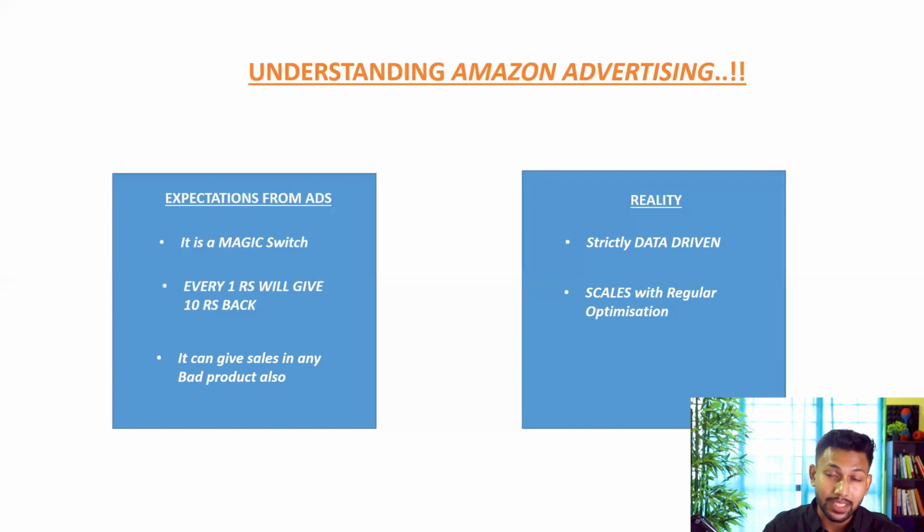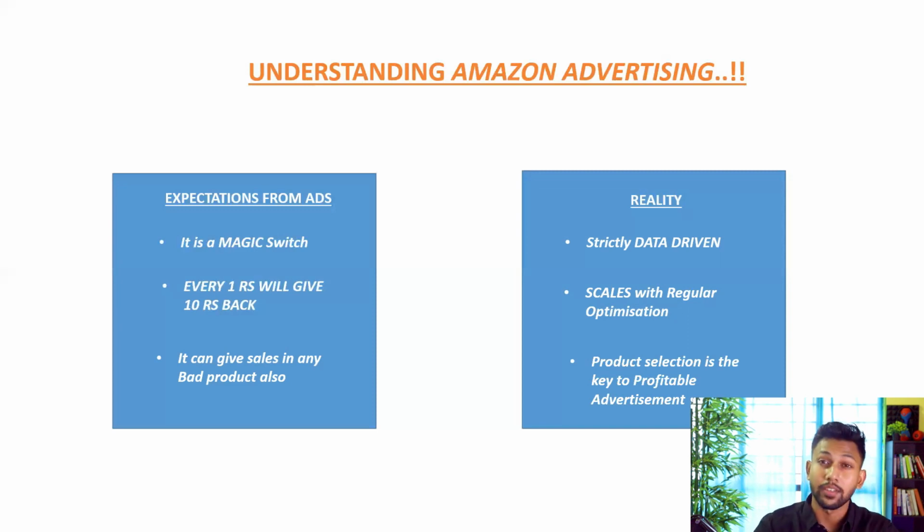So you have to look at the optimization on a 7-day basis, 14-day basis, 30-day basis, or 60-day basis. There are certain reports that you have to get to in 7 days, certain ones in 14 days. I have given you the exact week by week tasks that you have to do at just 99 rupees. Now, the third reality is product selection is key to profitable advertising. We have seen greater value products with good differentiation.